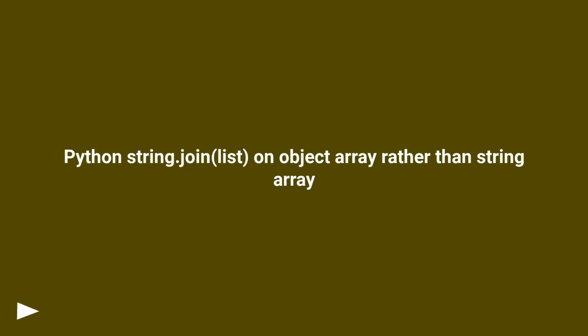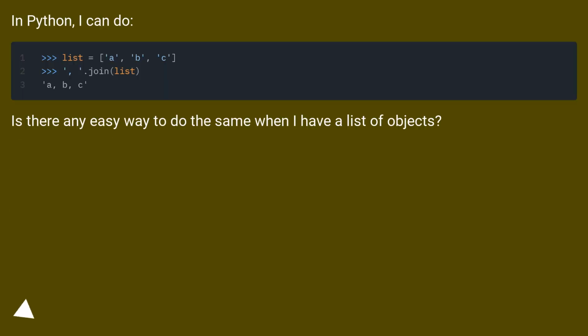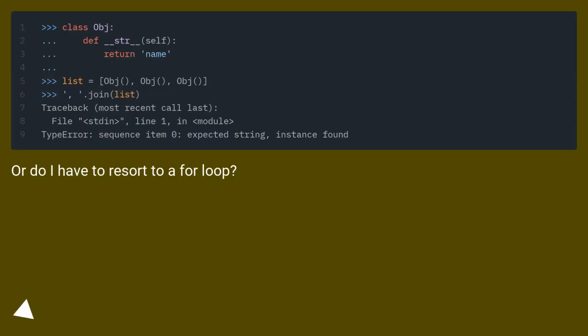Python string.join list on object array rather than string array. In Python, I can do... Is there any easy way to do the same when I have a list of objects? Or do I have to resort to a for loop?